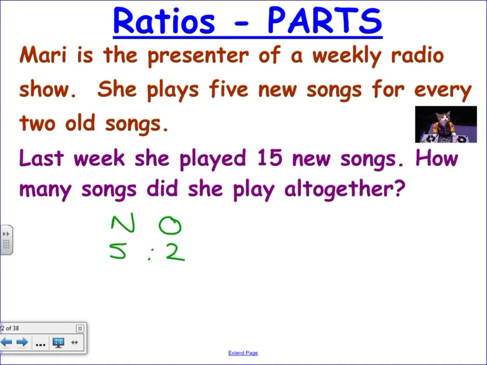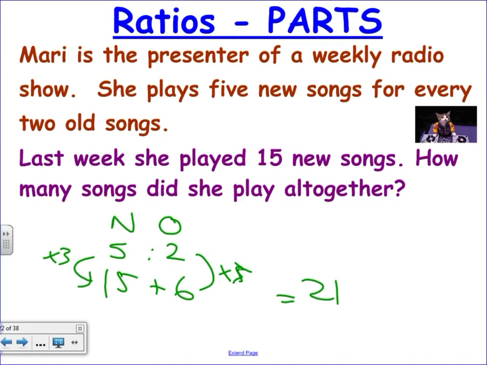Yeah. So she plays 15 new songs, so the 15 lives under the 5. We multiplied that by 3 to get from 5 to 15. So what do we have to do to the other side? Times 3 gives us 6. So the total number of songs that she played that week. Excellent. See how it works? No such thing as a hard ratio question, is there?